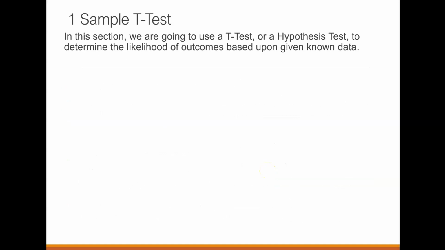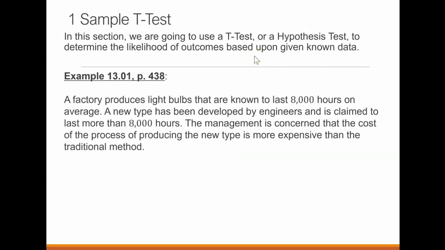So one way that we can test this kind of thing is using something called a t-test, or it's sometimes in other areas referred to as a hypothesis test. And we use that to determine the likelihood of outcomes based on given known data. So let's do a new example here.